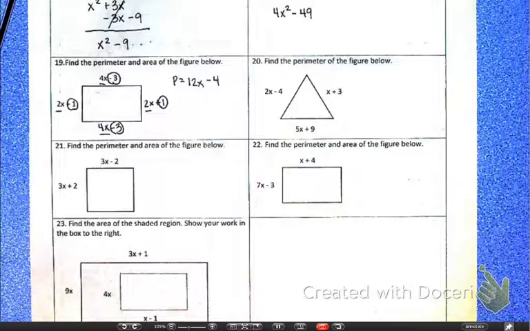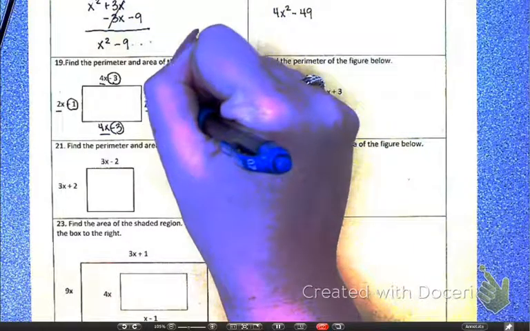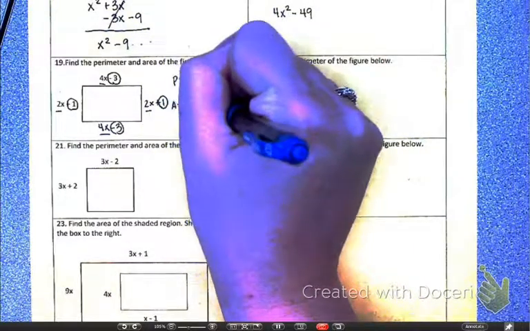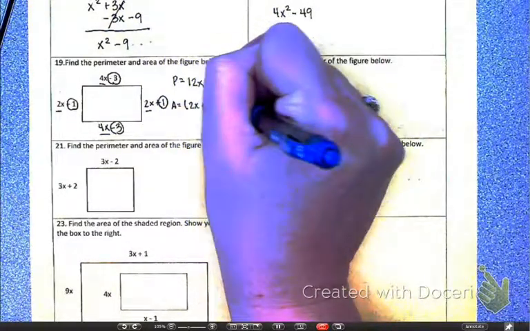How do we find the area? You multiply the length times the width. So area is (2x + 1) times (4x - 3).